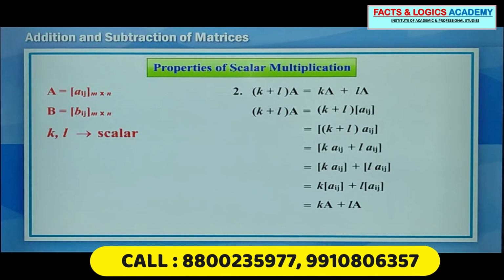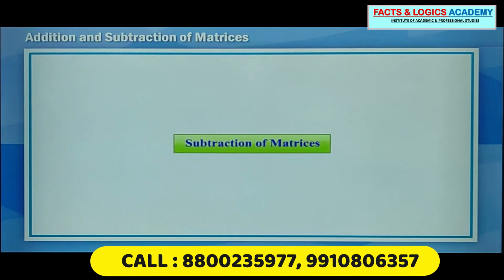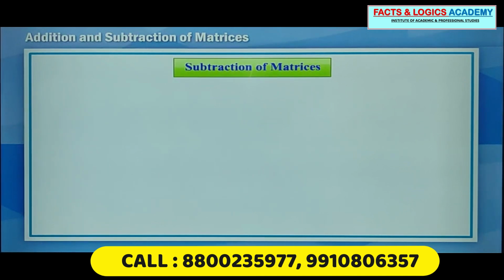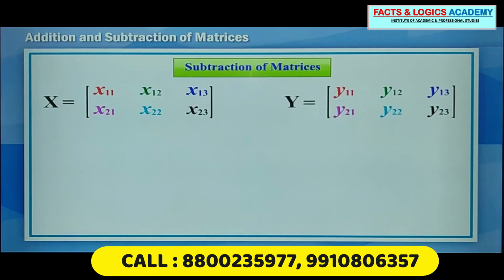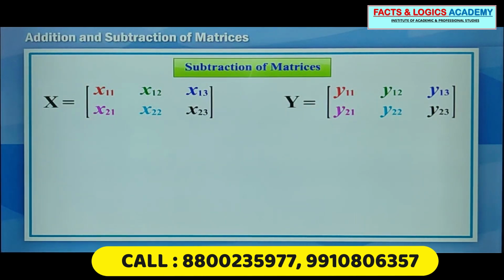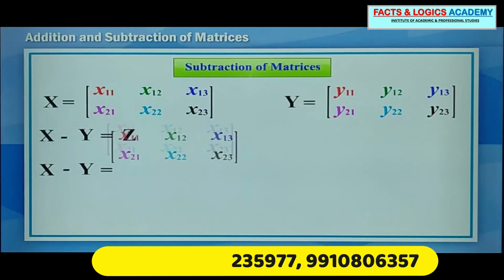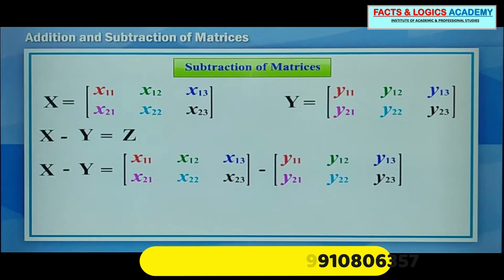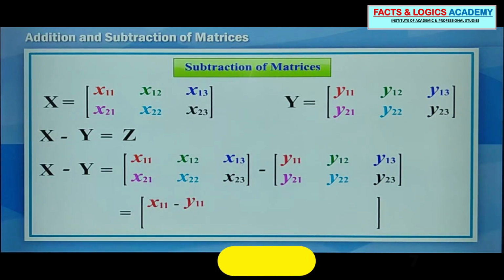Similar to the addition operation, the subtraction operation can be performed over two matrices. Shown here are two matrices, X and Y, which we used earlier. The subtraction of matrix Y from matrix X is denoted as shown. The resulting matrix is Z. The subtraction operation over matrices X and Y is shown here. The resultant matrix Z is of the form shown here.